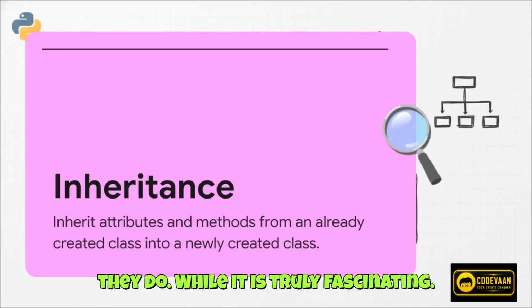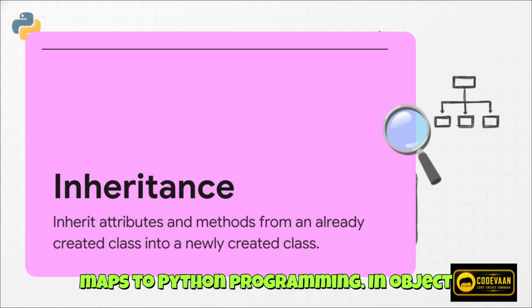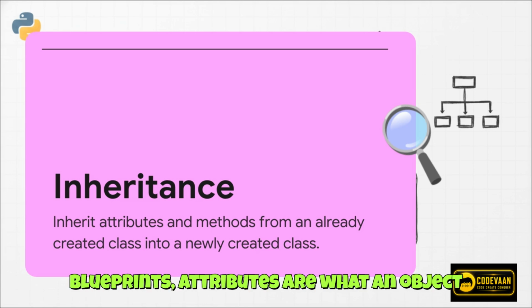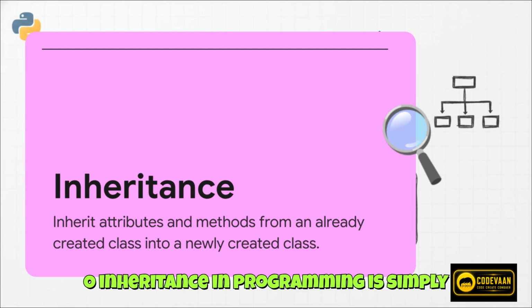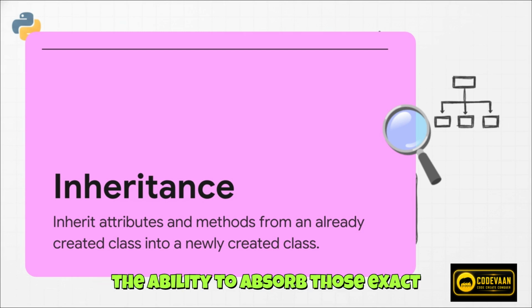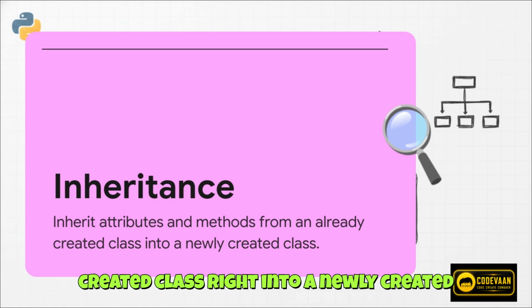It is truly fascinating how directly this human genetics analogy maps to Python programming. In object-oriented programming, classes are our blueprints. Attributes are what an object has, and methods are what an object does. So inheritance in programming is simply the ability to absorb those exact attributes and methods from an already created class right into a newly created one.